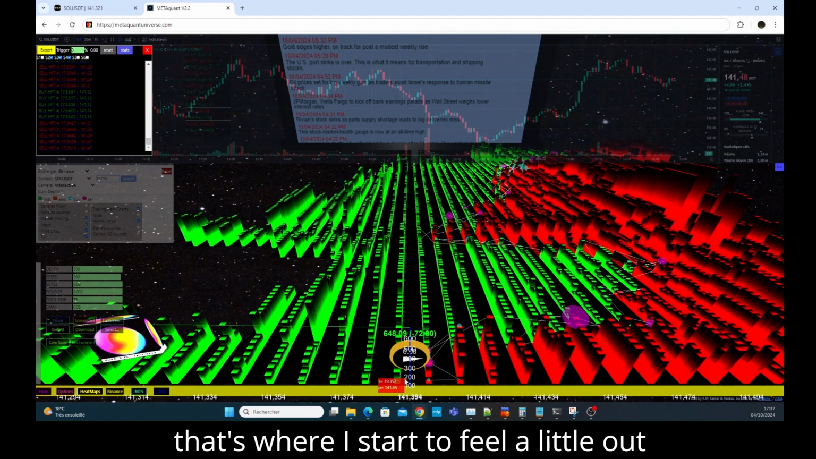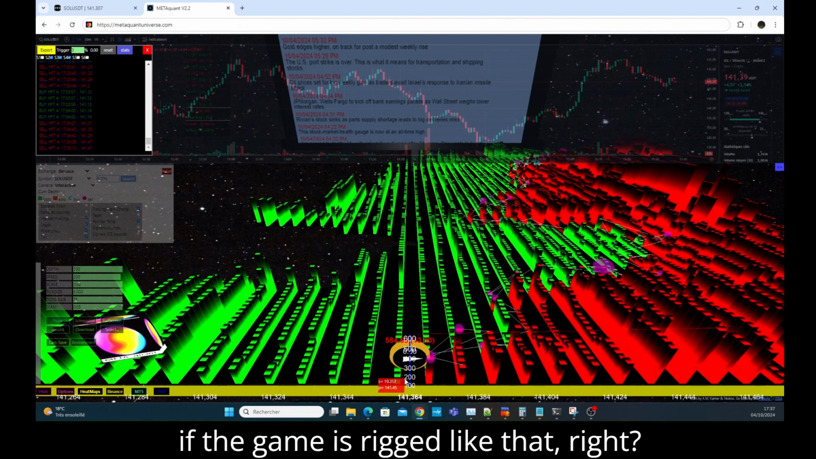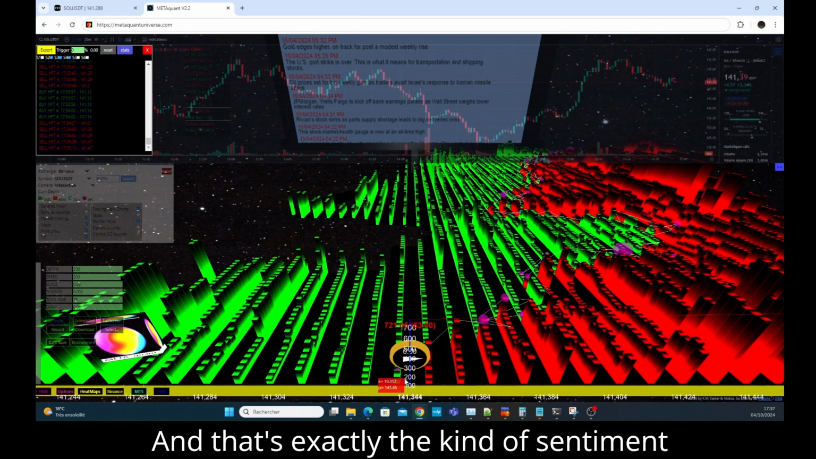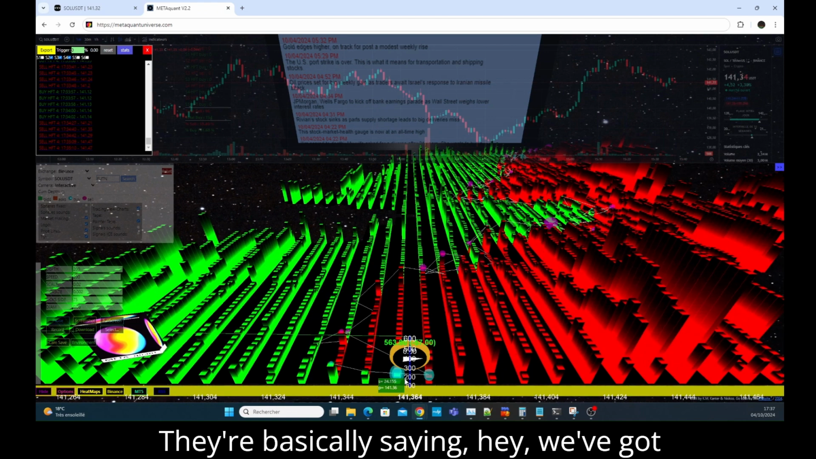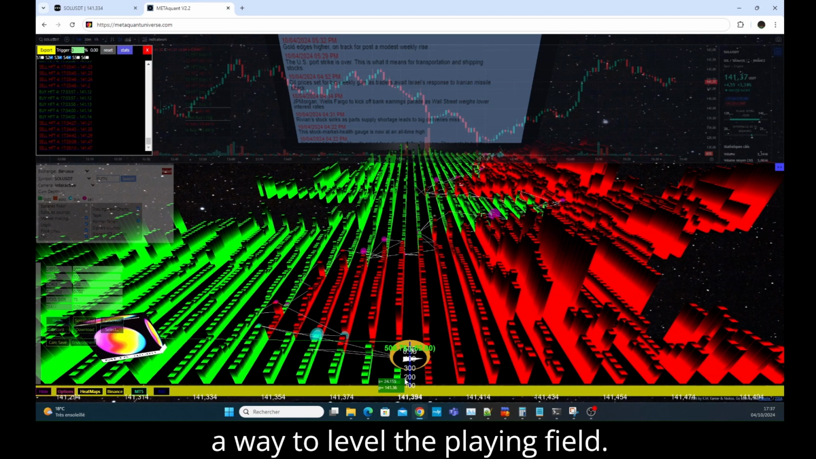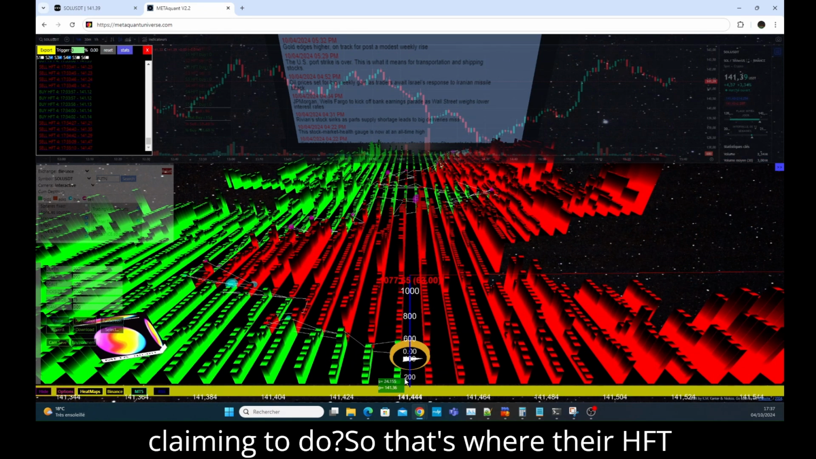Yeah, that's where I start to feel a little out of my depth. It's like, why even bother if the game is rigged like that? Right. And that's exactly the kind of sentiment that Metaquant seems to be tapping into. They're basically saying, hey, we've got a way to level the playing field. Interesting. So how do they actually factor into all of this? What are they claiming to do?